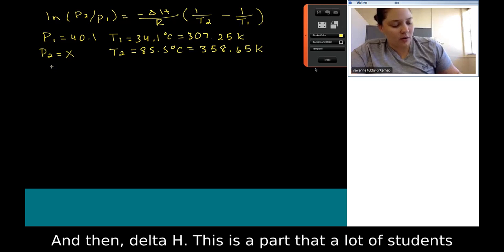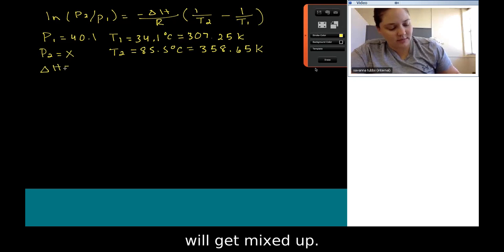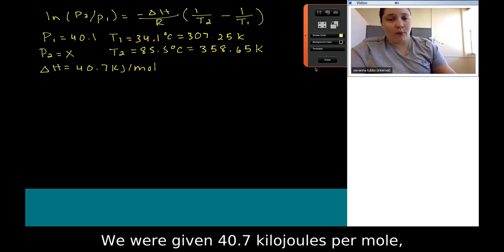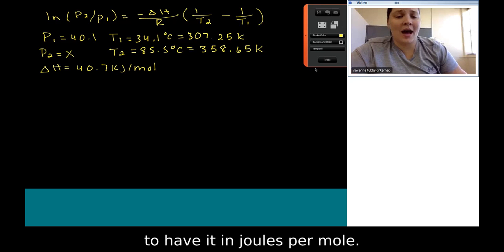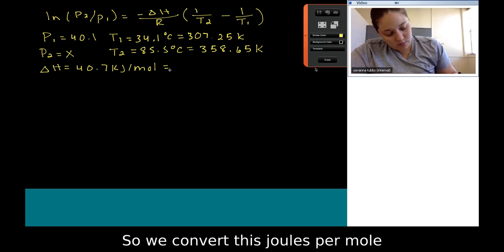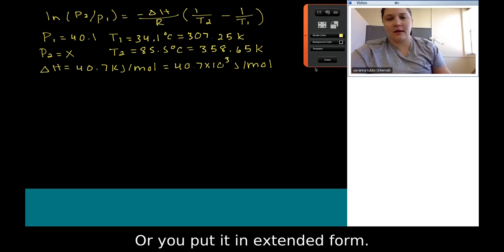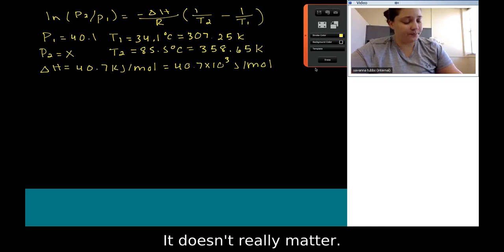And then delta H. This is a part that a lot of students will get mixed up. We are given 40.7 kilojoules per mole. However, to plug it into the equation, we have to have it in joules per mole. So we convert this to joules per mole, and we'll get 40.7 times 10 to the 3 joules per mole. Or you can put it in extended form, it doesn't really matter.